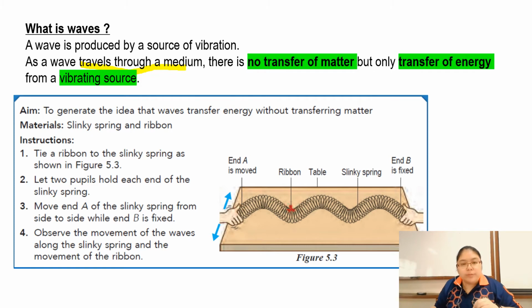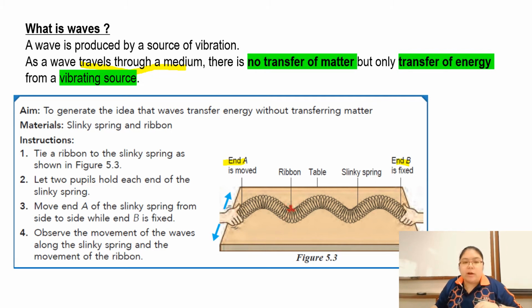They're just an object. Okay, let's see an example. To illustrate the idea that a wave transfers energy without transferring matter, we're using a slinky spring. So this one is a slinky spring. Can you see the ribbon here? The ribbon is tied to the spring. Now let two people hold each end of the slinky spring, end A and end B. Two students will hold it.